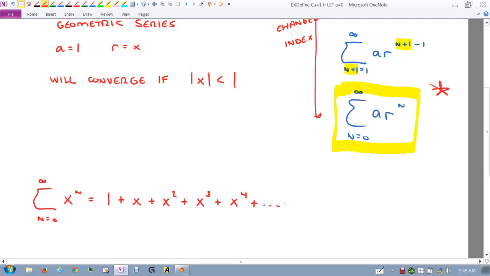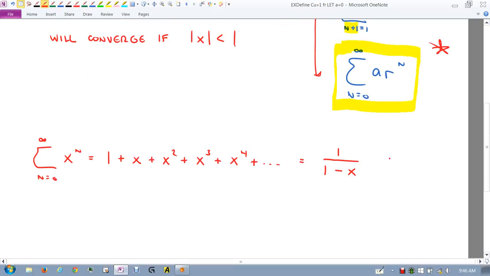If you add these up together, will it converge or diverge? We just said it'll converge if what? If whatever we plug in there, the absolute value of it is less than 1, it'll converge. So what I'm going to say is this. This is equal to, what does a geometric series converge to? A over 1 minus r. For us, a was what? 1 over 1 minus what was r for us? x. This series will equal 1 over 1 minus x if the absolute value of x is less than 1.